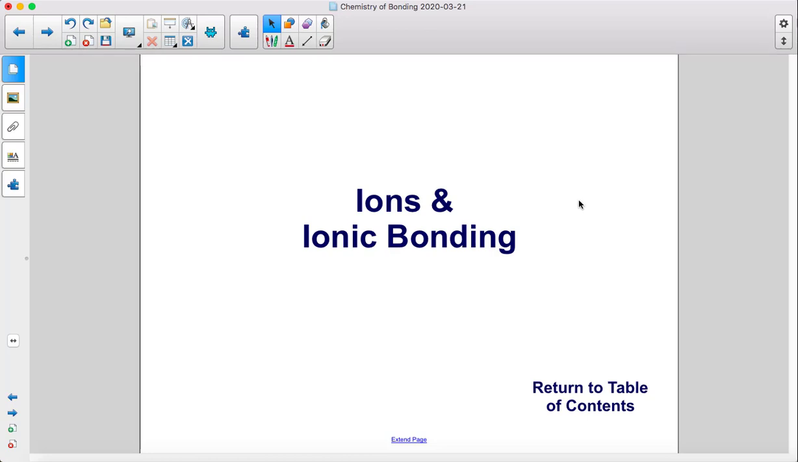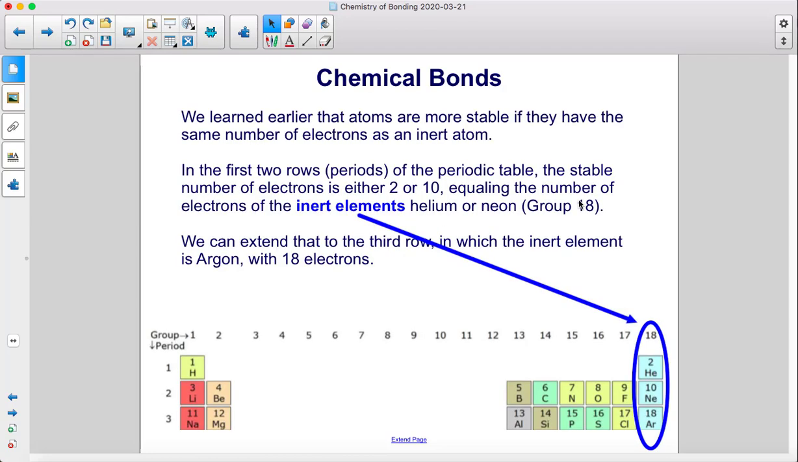Ions and ionic bonding. We learned earlier that atoms are more stable if they have the same number of electrons as an inert atom. In the first two rows, or periods, of the periodic table, the stable number of electrons is either 2 or 10, equaling the number of electrons of the inert elements helium or neon in group 18. We can extend that to the third row, in which the inert element is argon with 18 electrons.